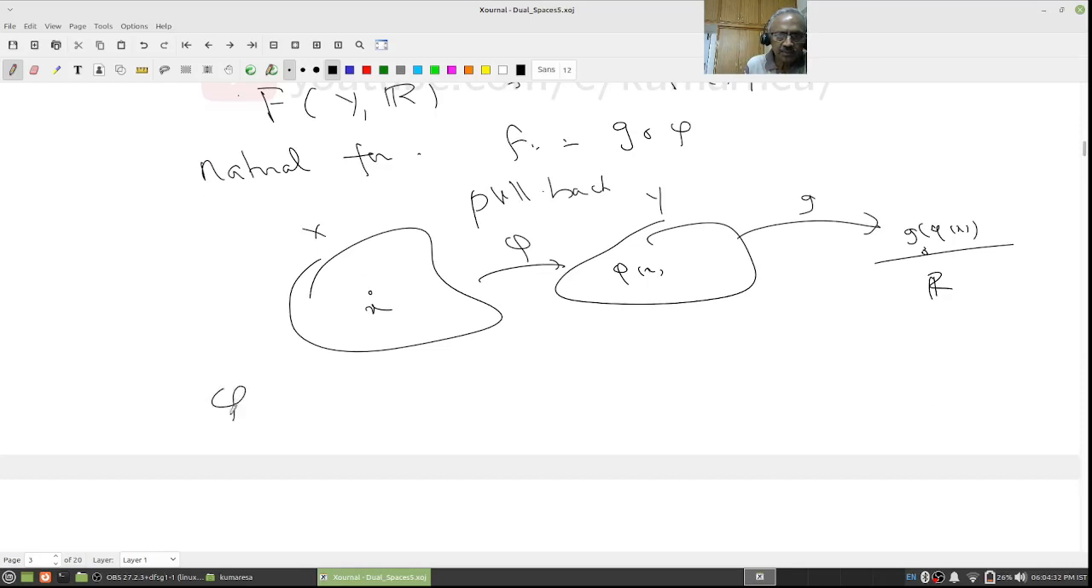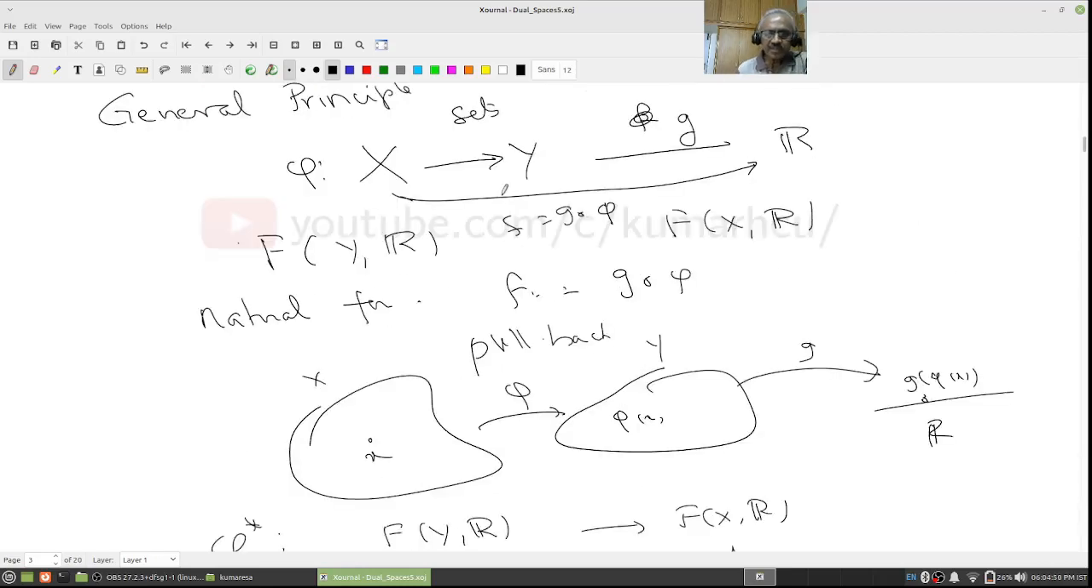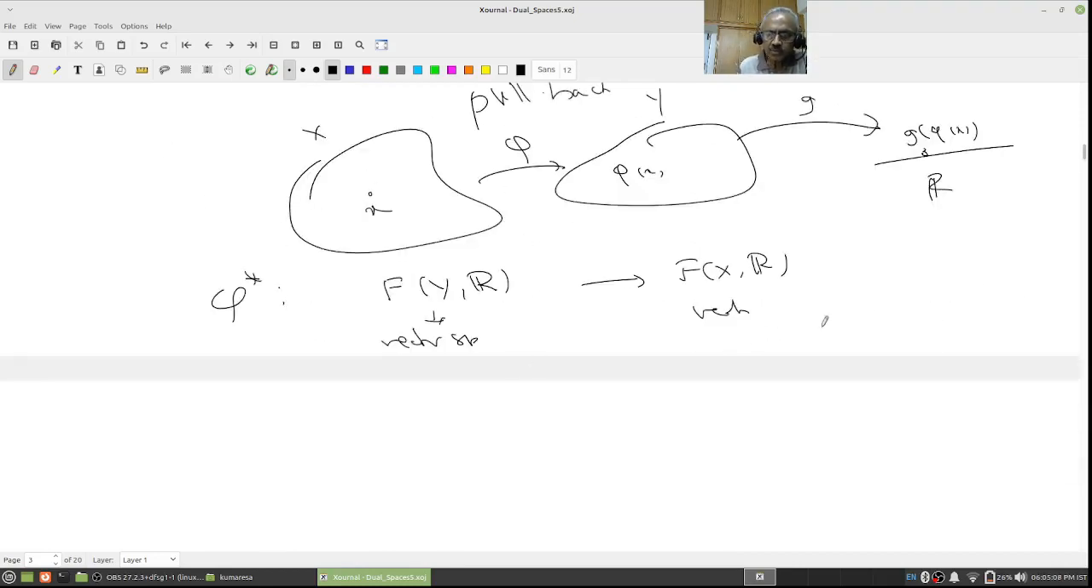So I have a phi star, which is a function from F(Y, R) to F(X, R). Do you understand this? You know this is a vector space, this is also a vector space. What I have now: X and Y are just sets, and I have some map phi. If g is any function from Y to R, I can pull it back to get a function from X to R, namely define f to be g composite phi. Okay, so pause, review and proceed.